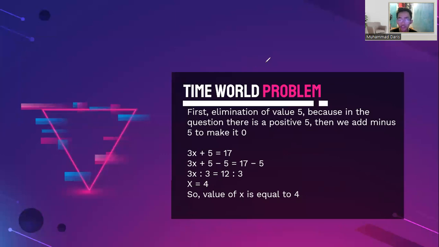Or we can draw to visualize this equation. 3x plus 5 is equal to 17. I think it's the white color. Okay. 3x is equal to x plus x plus x.